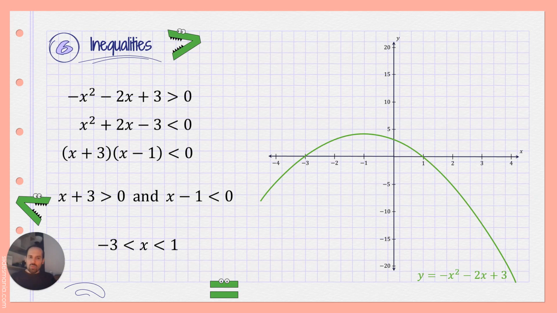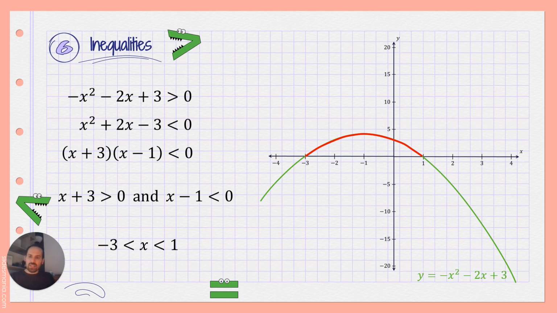And we basically want when y is greater than 0. So we've got here where y equals minus x squared minus 2x plus 3. So we know when it's equal to 0, it hits those roots at minus 3 and 1 there. We want when y is greater than that, and we can see it's going to be this region here above the x-axis. And we can see that occurs between x equals minus 3 and 1. So that's another way of getting that solution there.